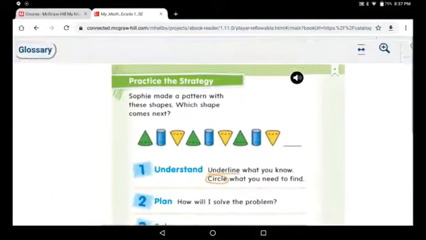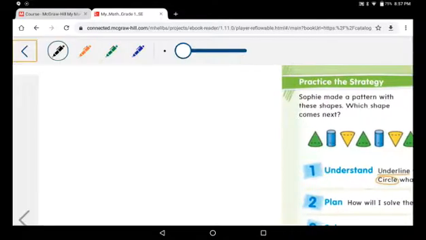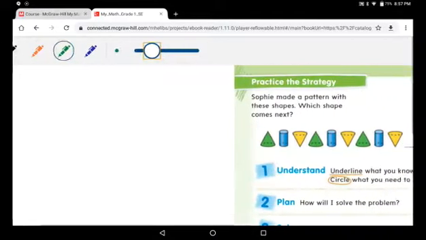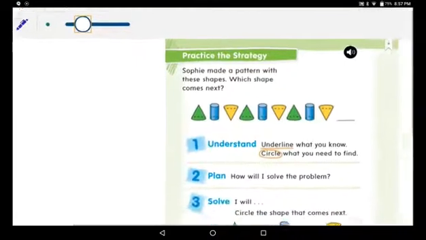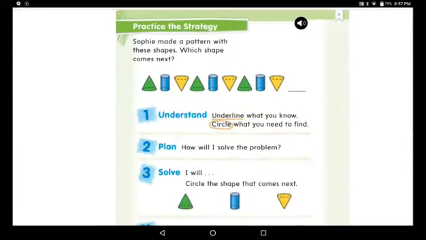Practice it together. We will read together now. I want you please to read with me. Sophie made a pattern with these shapes. Which shape comes next? Sophie made a pattern with these shapes. Which shape comes next? Last time, I will underline now.